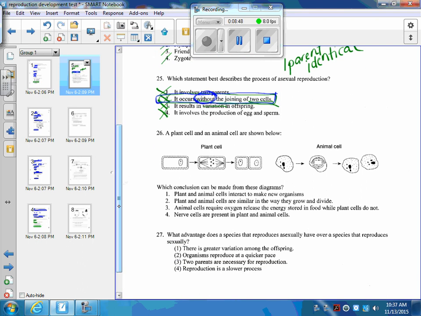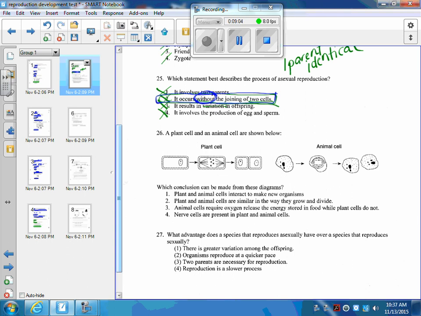All right, a plant cell and an animal cell is shown below. You see them. Plant cell, then you have these little weird lines going on, and then all of a sudden now you have 2 plant cells. You have an animal cell, and you have these little weird lines going on, and now you have 2 animal cells. So 1 cell becomes 2 eventually in both cases.